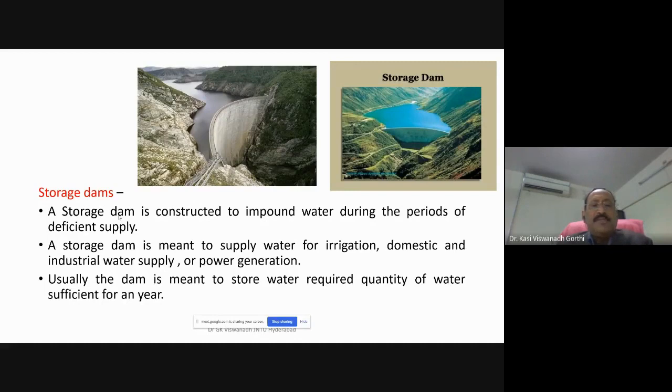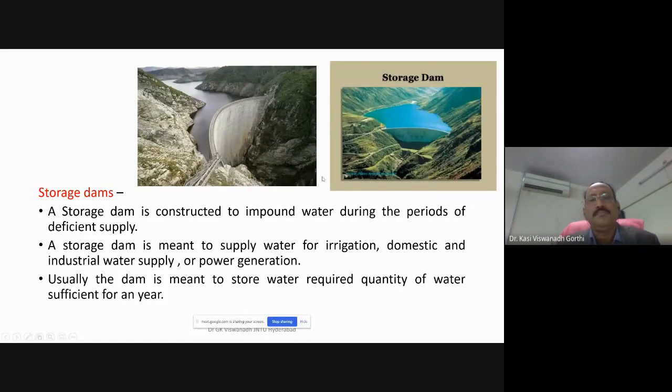The storage dam is meant to supply water for irrigation, maybe for domestic or industrial water supply, even for power generation. Usually the dam is meant to store the required quantity of water, sufficient for 1 year. So that is a storage dam. Water will be stored in a dam and released as and when it is required for various purposes.